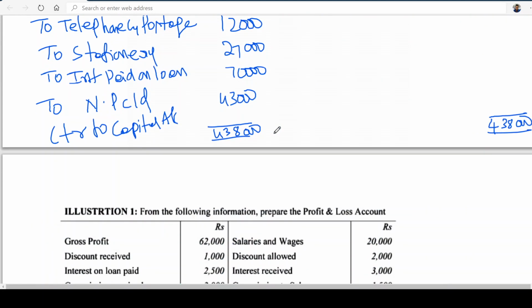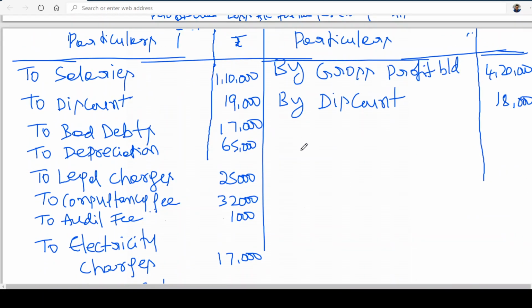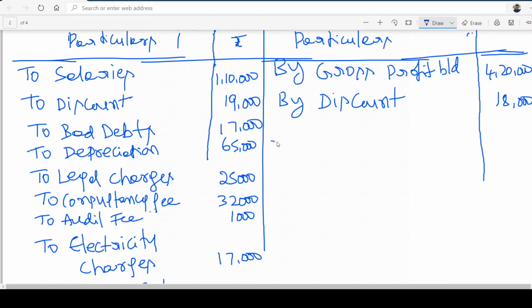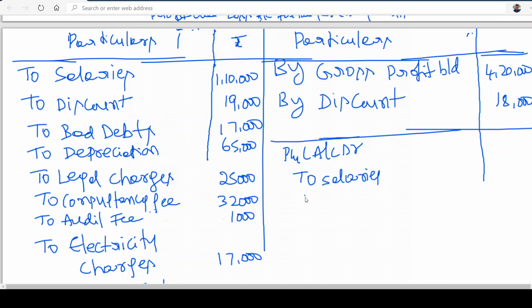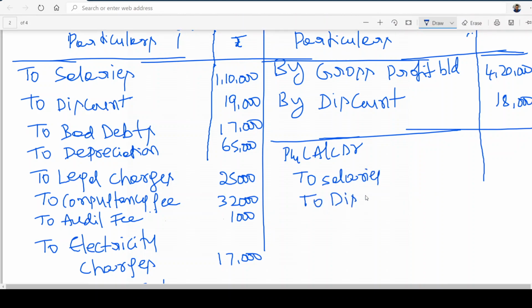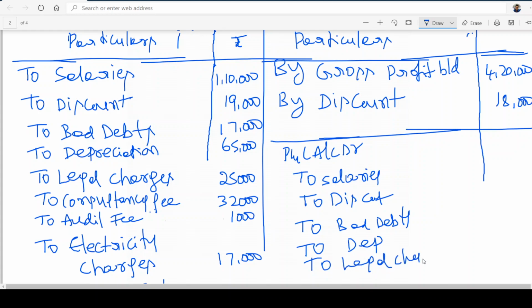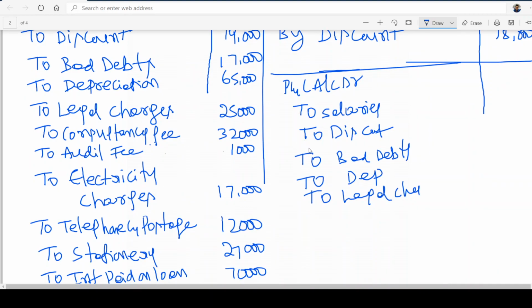So what is your net profit? 43,000. Now if you look at the entries part, I am writing here general journal entries, since I need data for writing them. So what do you write? In simple words, P&L account debit to salaries. I am not writing the amounts. To discount, to bad debts, to depreciation, to legal charges. These are called journal entries.